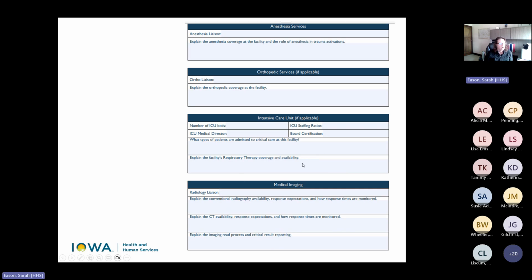Respiratory therapy, optional. If you have it for a level 4, fantastic. Required for a level 3.